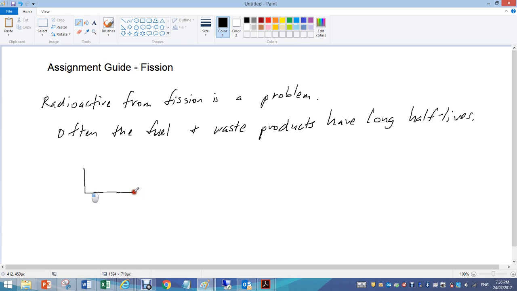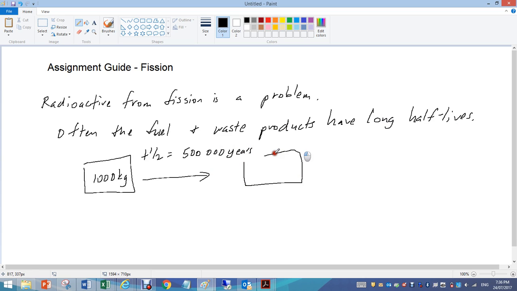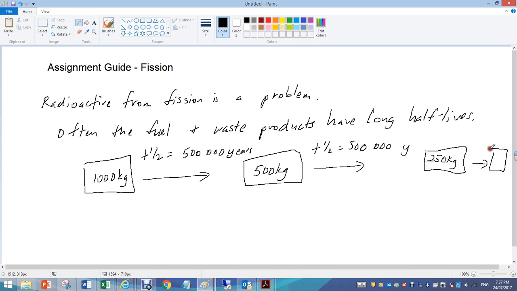So let's say that you had 1,000 kilograms of waste and it takes, we call it T half, that's the half-life. Let's just say it's 500,000 years. That means after that time, after 500,000 years has elapsed, you've got 500 kilograms left. And then after another 500,000 years, then you've got 250 kilograms left. Okay, so the time it takes for the sample to cut down to half of what it was takes 500,000 years, no matter what the starting amount is. So again, to go from 250 down to 125 kilos is of course 500,000 years.